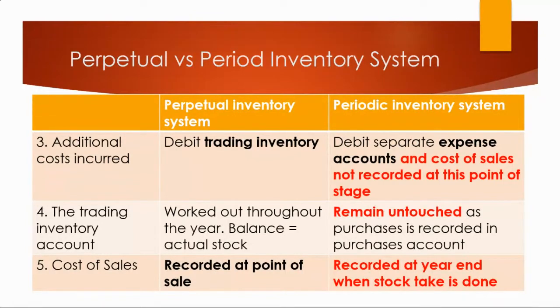Then cost of sales. Under your perpetual inventory system, we only record cost of sales when we sell the inventory. So that was part of point 2. So you do not record it again later on. Whereas under the periodic inventory system, we record it at year end once we've done the stock take and we can work out what is the cost of sales. Now we're going to look at how do we actually work out the cost of sales in terms of the periodic inventory system.